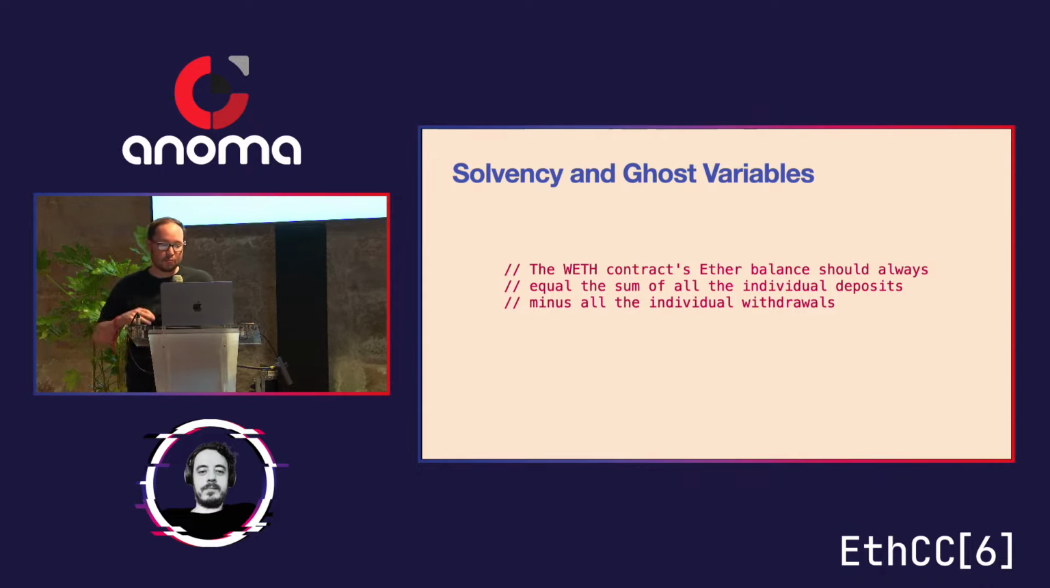Since wrapped ether and ether are convertible one-to-one, the contract's balance should always equal all the deposits that have ever come into the contract minus all the withdrawals that have ever come out of the contract. And in order to test this, we need a way to track all the deposits that have ever come into the contract and all the withdrawals that have ever come out of the contract. So we can use a technique that's called a ghost variable in order to track this.